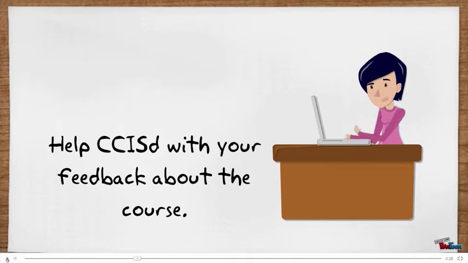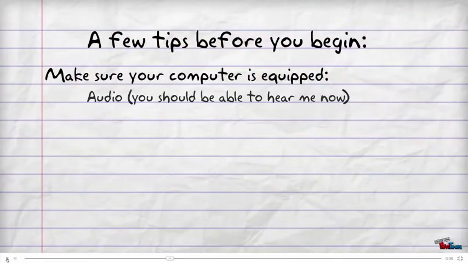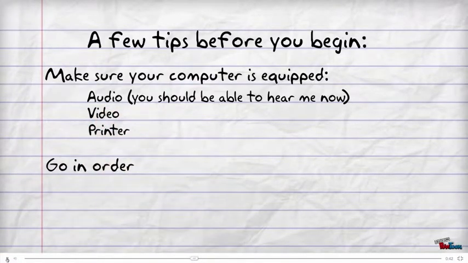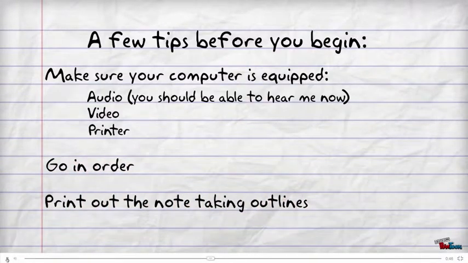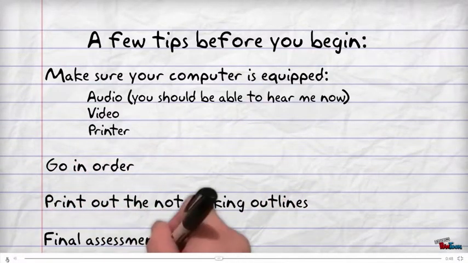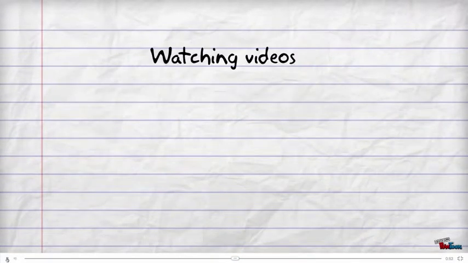Here are a few tips to help you before you begin. Make sure any computer you work at is equipped with the following: audio, video capabilities, and is also attached to a printer. Go in order so that the content makes more sense. Each chapter has a note-taking outline. You may want to print these before you begin each chapter. These notes will help you when you go to take the final assessment at the end.